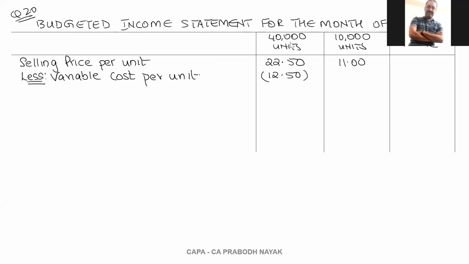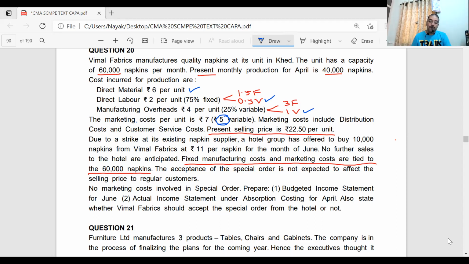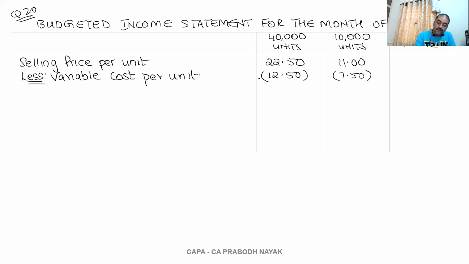For the additional 10,000 units, this 5 rupees we are not going to incur because there is no marketing cost. We are directly approached by the hotel and the order of 10,000 units is placed. So that 5 rupees variable marketing cost is not going to be incurred. So it will be 6 rupees plus 1 plus 0.5, 7.5. For the 10,000 units, the variable cost will be 7.5. Contribution per unit: 10 rupees and 3.5.